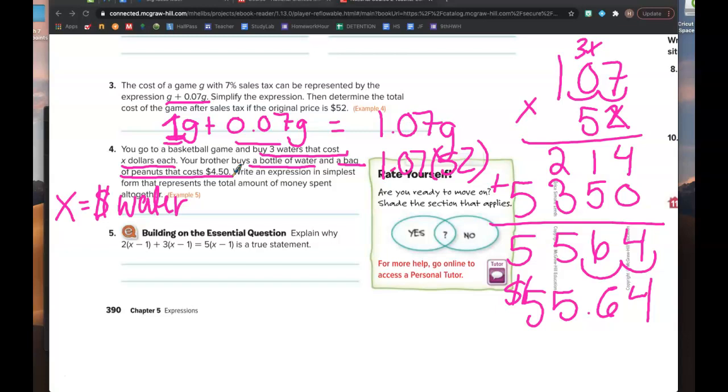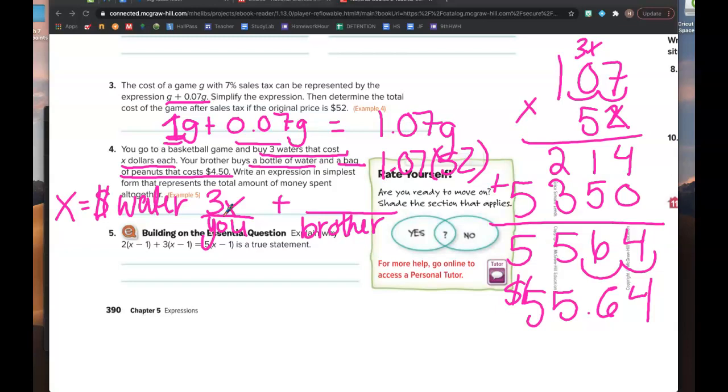Okay? So you have you and you have your brother. And we're figuring out the total, so what goes in between that? Addition. What did you buy? You bought 3 waters. Do we know how much the water cost? No. So 3 times how much? Not yet. So you bought 3 of them times X, the cost.